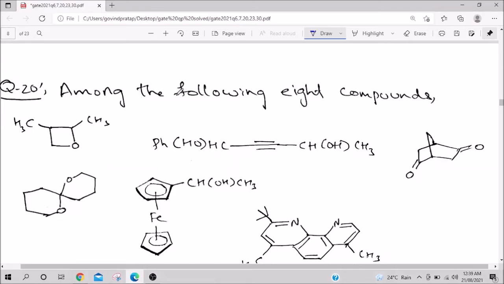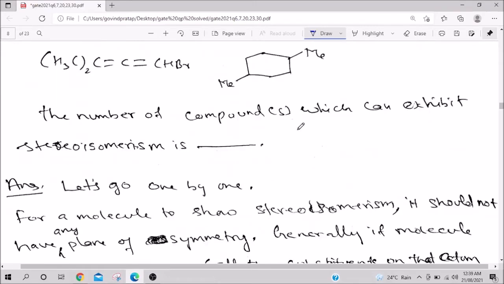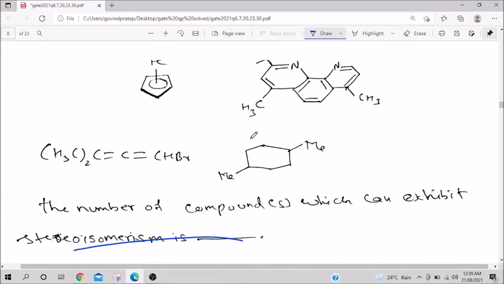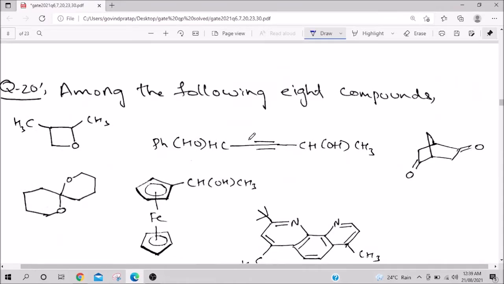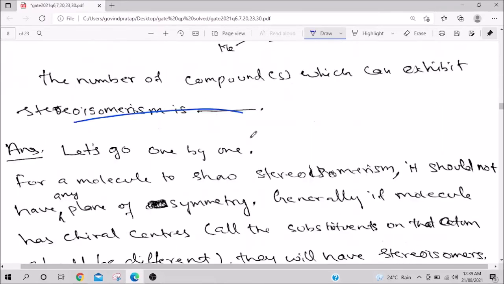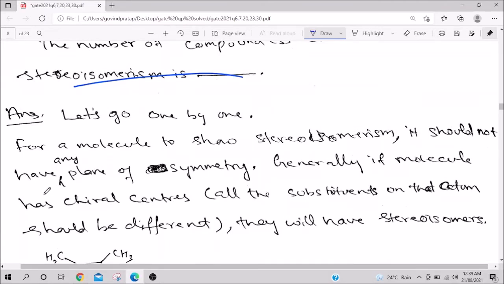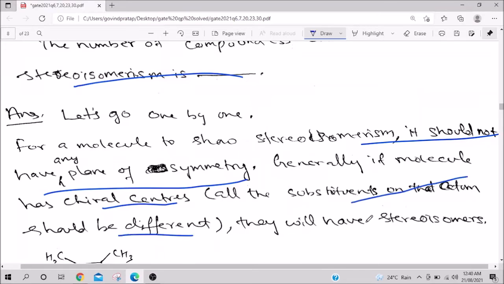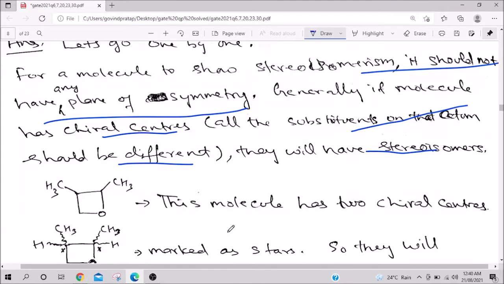Okay. So, it says among the following 8 molecules, which of them will exhibit stereoisomerism? Stereoisomerism needs the molecule to be chiral, asymmetric, that means no plane of symmetry should pass through the molecule. If a plane of symmetry is passing through the molecule, it will not have another molecule which is its mirror image and non-superimposable, that means it will not have an enantiomer. Basically, the molecule has chiral centers. You know what a chiral center is: where all the substituents of an atom are different, then they will have stereoisomers. So, we will understand one by one.